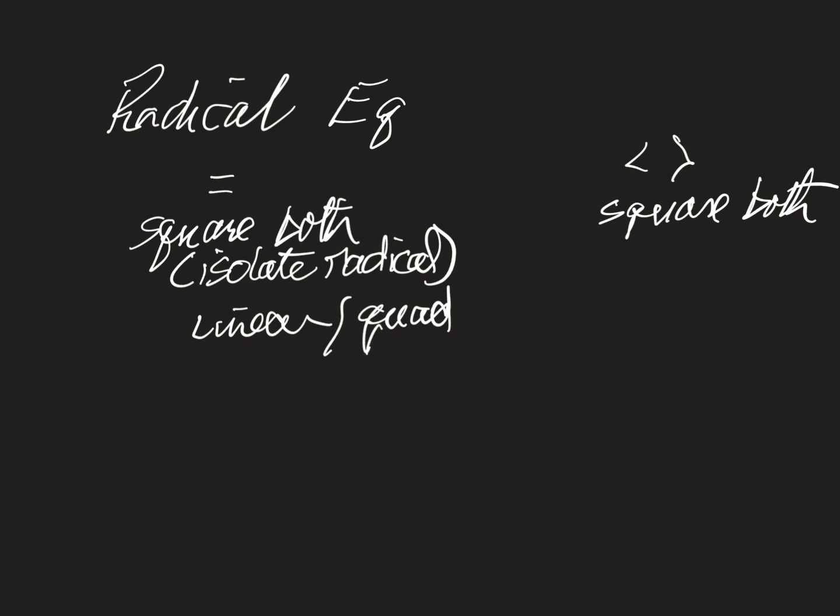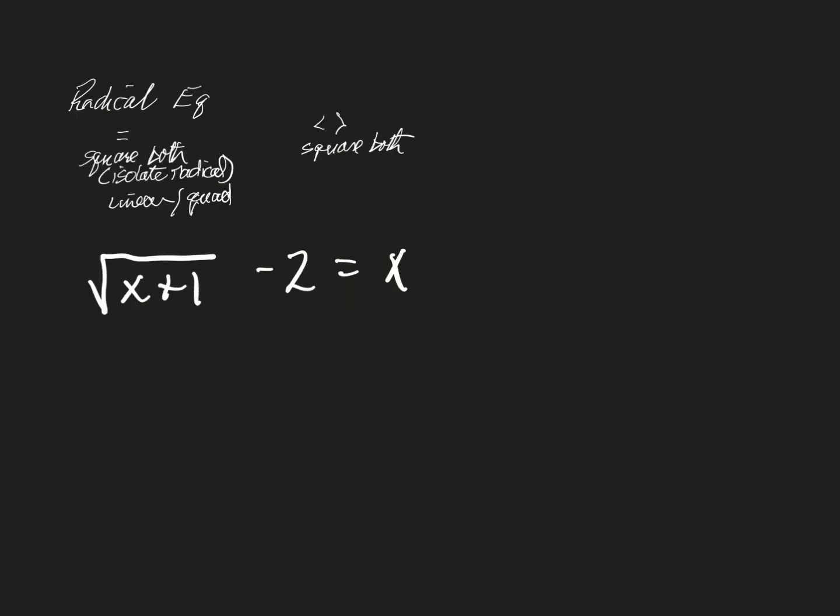And for the same reason, you're going to isolate a radical and square both sides. And eventually, once it's a linear or quadratic, you use those methods to solve. So let's take a peek at an example. So here's a typical example. And so we need to isolate the radical, which means we get it by itself. And once the radical is by itself, then we square both sides.